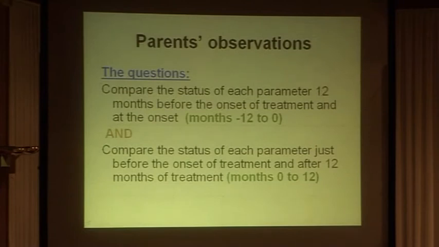Okay, and the next test was the parents' observations. Entonces, es muy importante otro test para asimilar las observaciones de los padres. So, there was a questionnaire in which we ask parents to compare their children since 1 year before treatment to time zero, and then from zero to 12 months after treatment. Entonces, él repartió dos cuestionarios a cada padre, antes del tratamiento y después otro cuestionario para rellenarlo después de un año de tratamiento con genisteína.